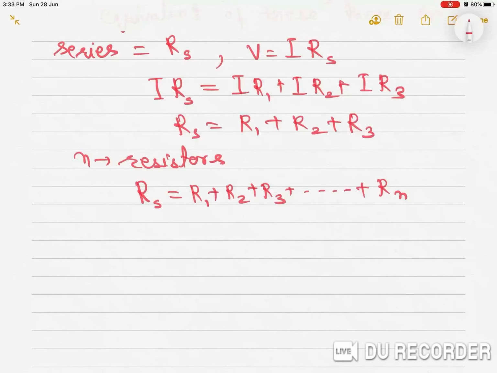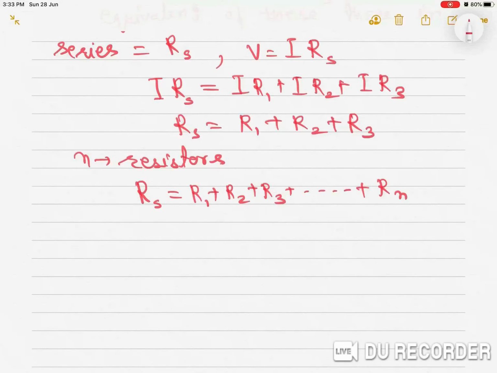The features of resistances in series: current in each resistor is the same, potential is more for that whose resistance is more, and they are in the same line.